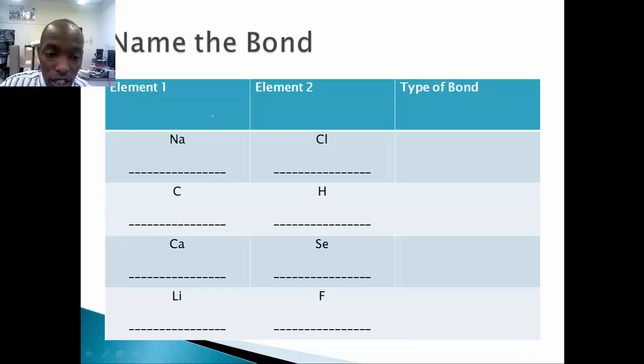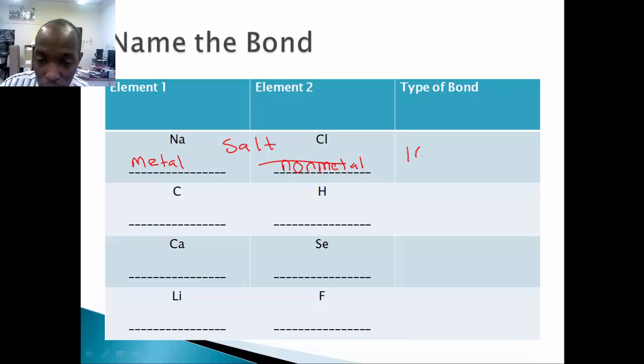Alright, let's name that bond. Let's look at sodium. If you look on the periodic table, it is to the left of the zigzag line, so it is a metal. Chlorine is a nonmetal. NaCl is another way of saying salt. This is salt, and it is an ionic bond.